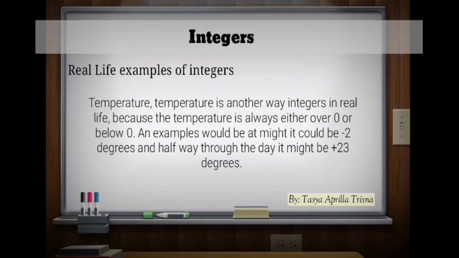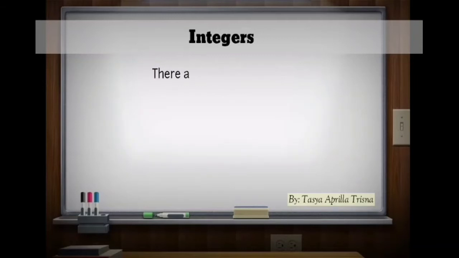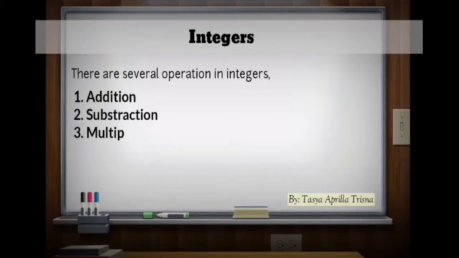2. Temperature. Temperature is another way integers appear in real life because the temperature is always either over 0 or below 0. An example would be at night it could be minus 2 degrees, and halfway through the day it might be plus 23 degrees. There are several operations in integers. The first one is addition, the second one is subtraction, the third one is multiplication, and the last one is division.